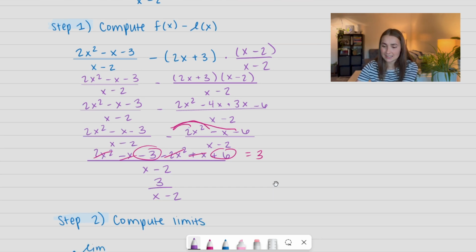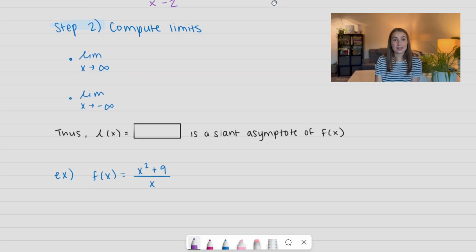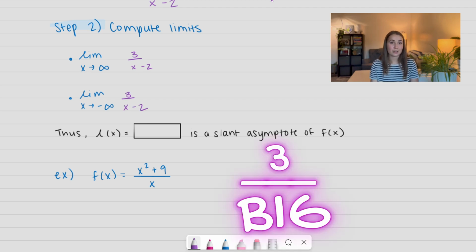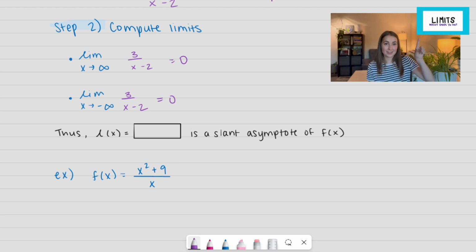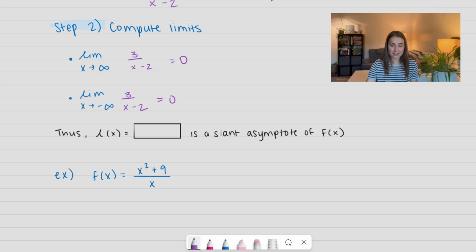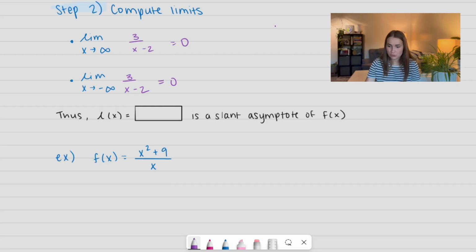And now my second step, I'm going to compute the limits. So I'm going to plug those in real quick. So remember, when our denominator is getting really, really big, going to infinity or negative infinity, our limit goes to 0. So both of these values go to 0. If we don't quite remember that, make sure to check out this video, I have, what does 1 over x do? So this tells us that our L of x, the slanted asymptote, which was 2x plus 3, really is a slanted asymptote. Now we proved it with calculus. Let's go ahead and view another example.